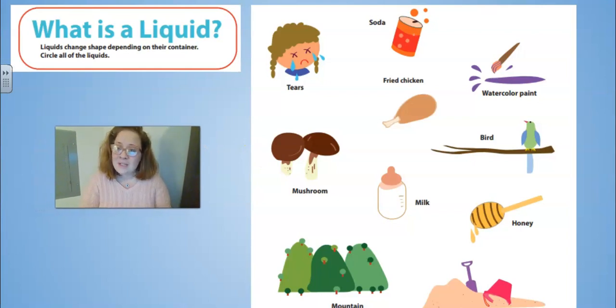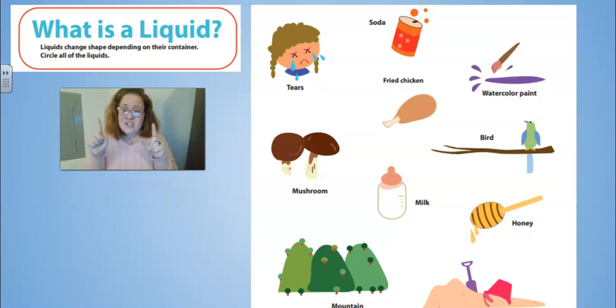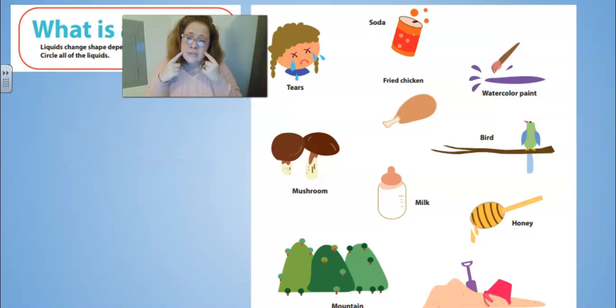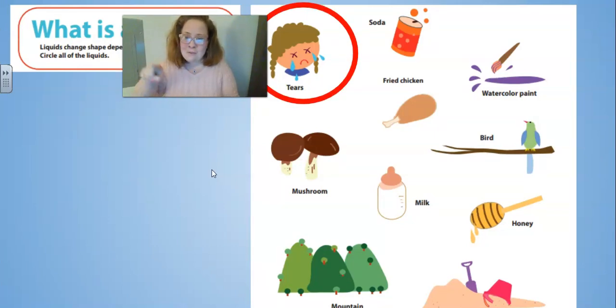Now we are going to do our liquid activity. What is a liquid? Liquids change shape depending on their container. Let's circle all the liquids together. Let's start with tears. Are tears a liquid? Yes or no? Yes, that big red circle means that tears are a liquid. They can take the shape of any container. So if you were to cry a whole bunch of tears into a cup, they would take the shape of the cup.